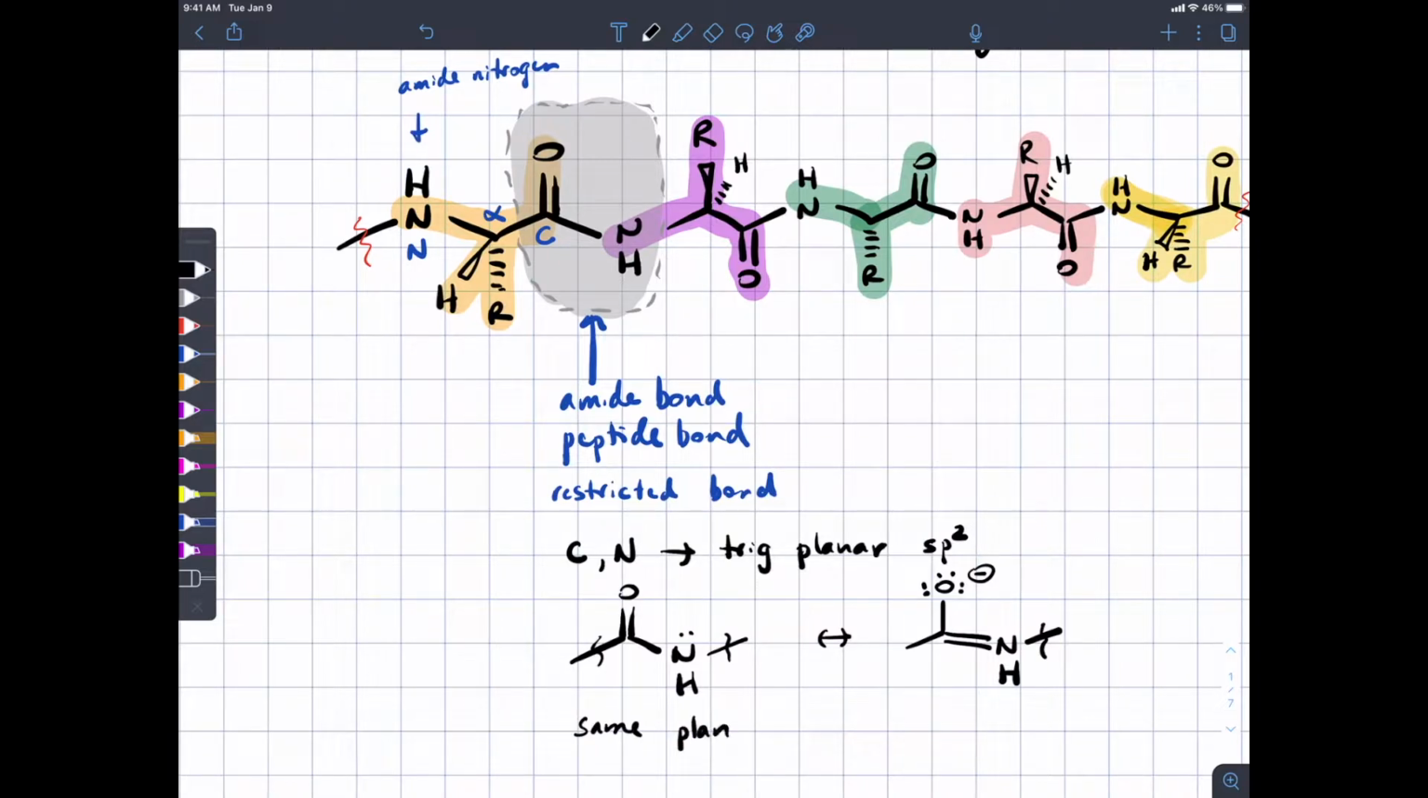Actually, the idea that resonance is what makes this happen has become somewhat controversial, but we're going to stick with the explanation because it's pretty simple.